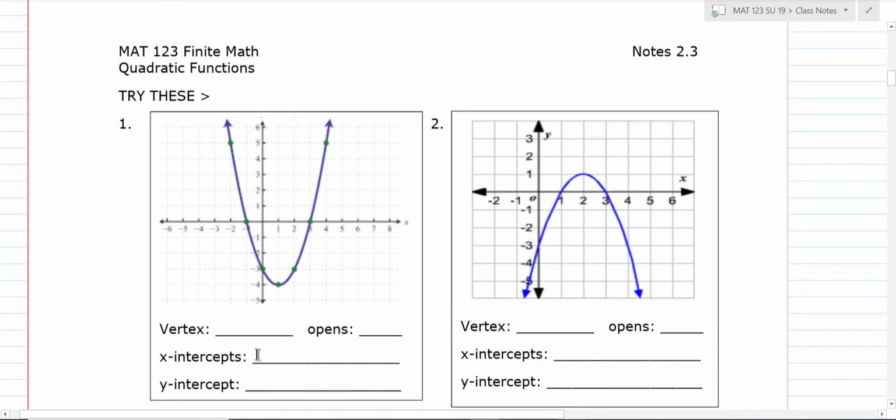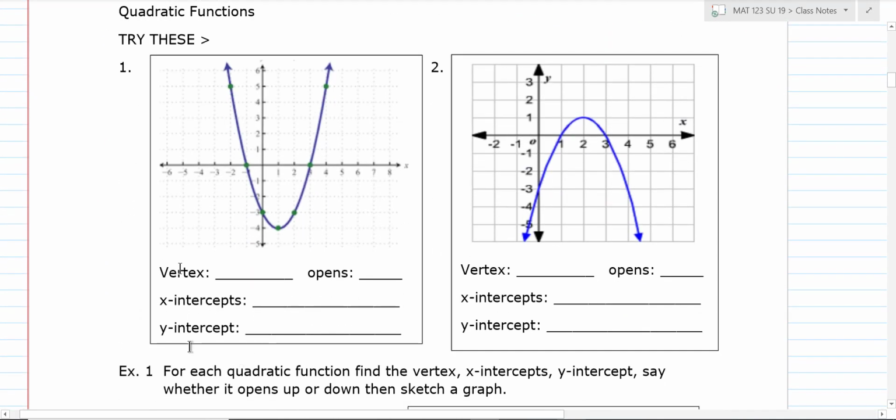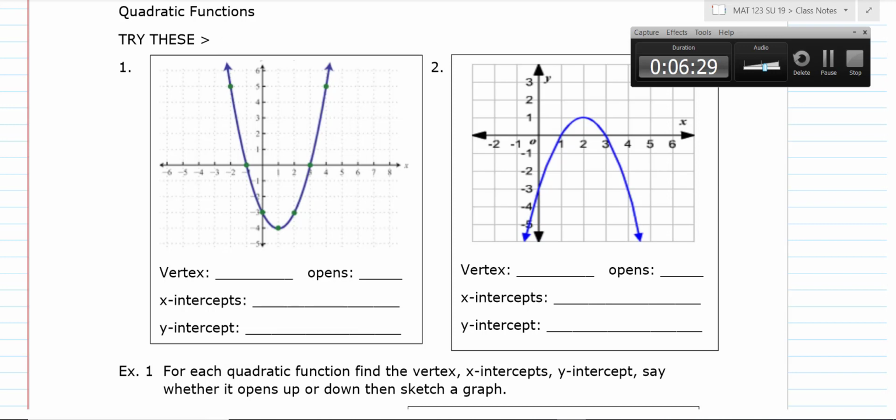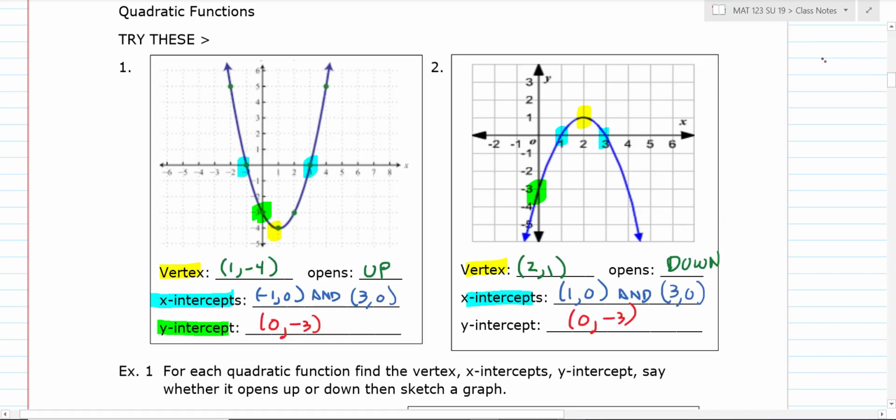Okay, next page. Go ahead and just do these. Pause the video, if you would, and then just check yourself on these. Okay, so go ahead and see if you got what I got. The vertex is the point I have in yellow. That's 1, -4. Parabola opens up.